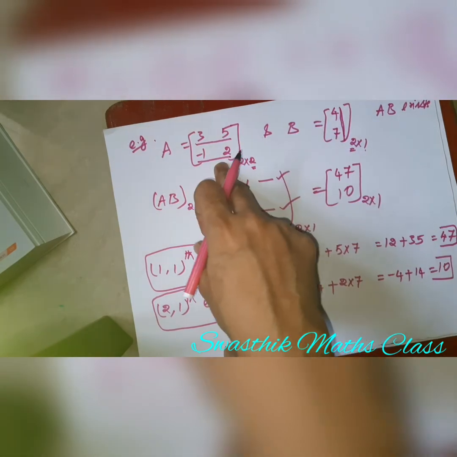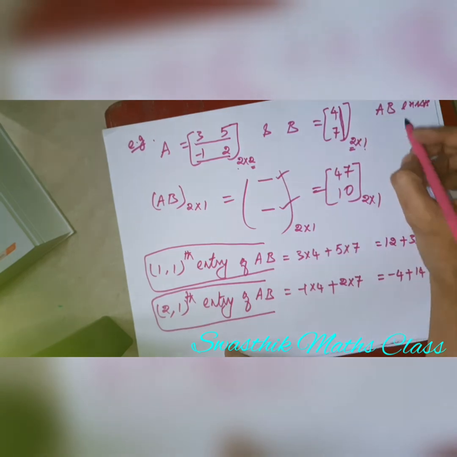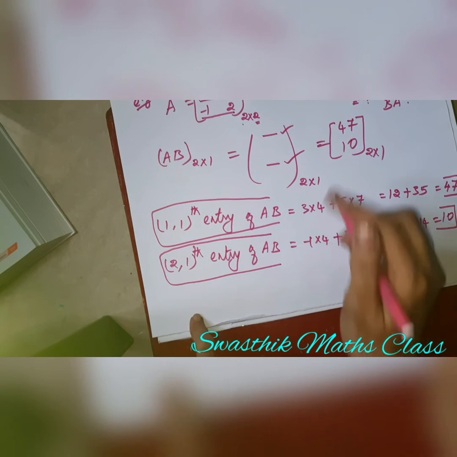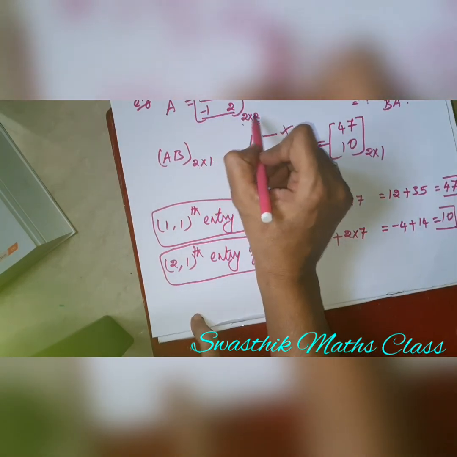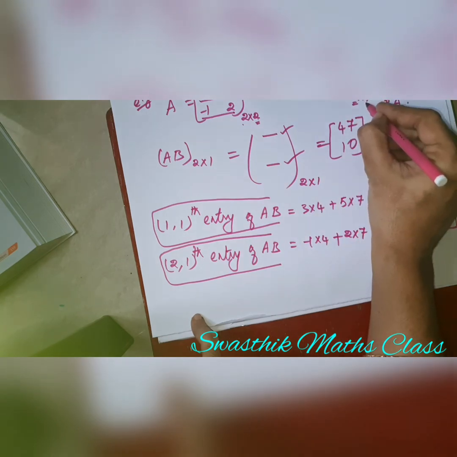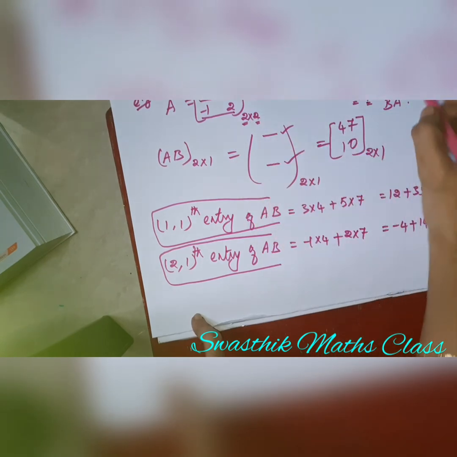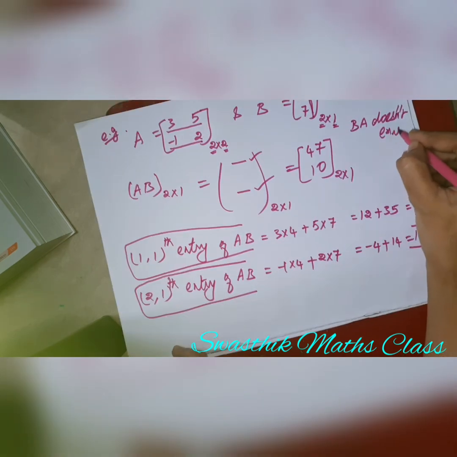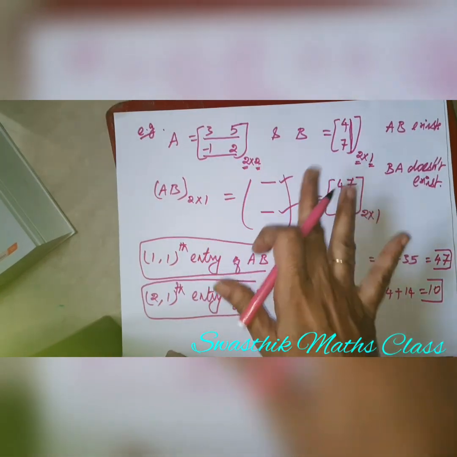For these two matrices, let's check whether the matrices are compatible for the multiplication BA. Here the order of B is 2 by 1 and the order of A is 2 by 2. But the number of columns of B is 1 and the number of rows of A is 2. Both are not the same. Therefore, BA does not exist, because the condition is not satisfied here.